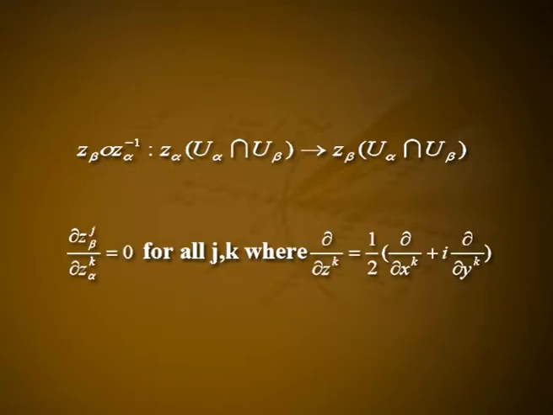The requirement that the chart transition z beta composite z alpha inverse from z alpha(U alpha intersection U beta) to z beta(U alpha intersection U beta) be holomorphic is then expressed as the partial of z beta^j by the partial of z alpha bar^k equal to 0 for all j, k, where the partial by partial z^k is equal to half of the partial by partial x^k plus i partial by partial y^k. We also observe that a complex manifold is always orientable because holomorphic maps always have a positive functional determinant.